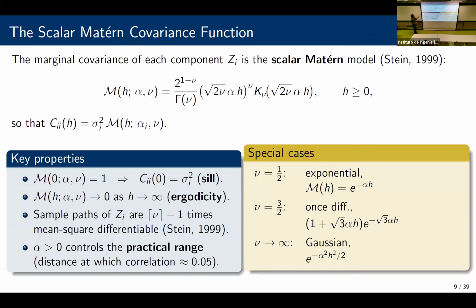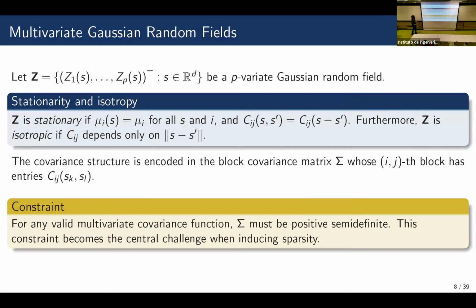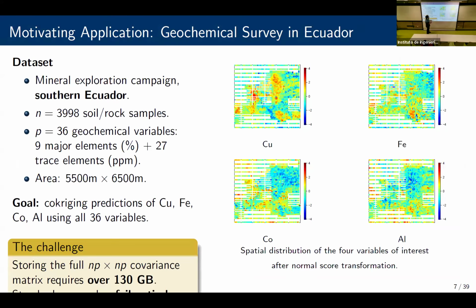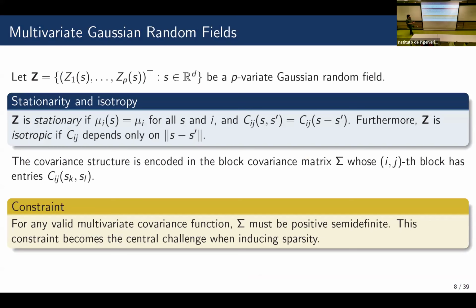So there are some key properties here. They have a variance: if I multiply this by sigma squared, I will have a variance. It is an ergodic random field, which means that when I go far away between two points, the correlation drops down to 0. The sample paths have nu minus 1 derivatives, so it controls the differentiability. And again, the practical range, which means how far these things are correlated. So basically, I want to describe whether this is differentiable or not, and also I want to do some inference about how big this correlation is, to say these points are relevant to explain the other one at some specific rate.